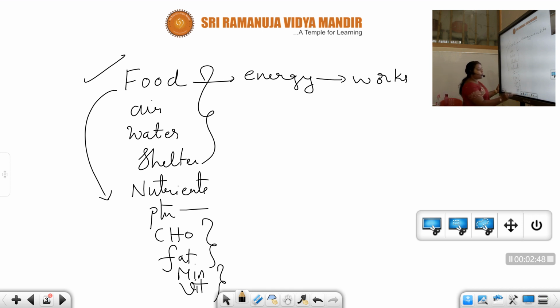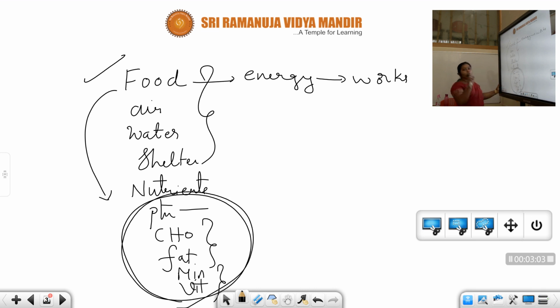And let us talk about minerals and vitamins. They simply give resistance power to the individual. Understand? So the food which is consumed by every living creature should have all these nutrients. Then only we call it a balanced diet. So now I have explained the importance of food for every living creature.